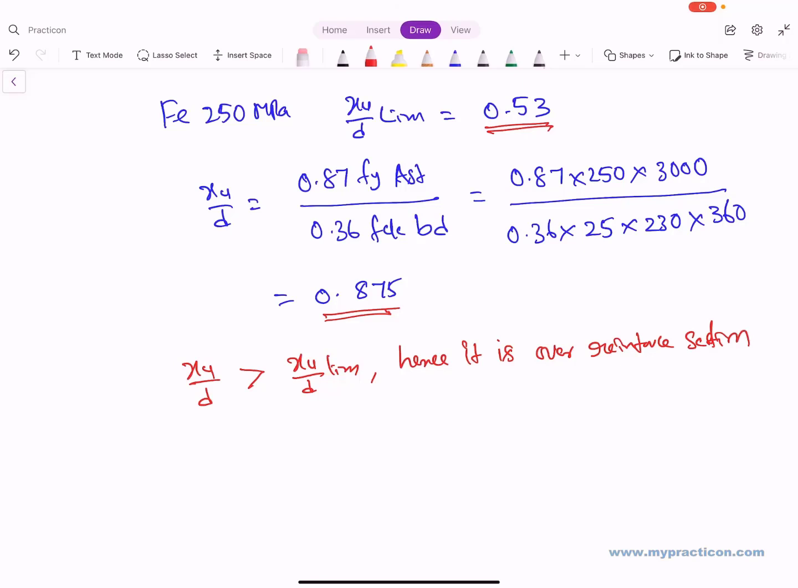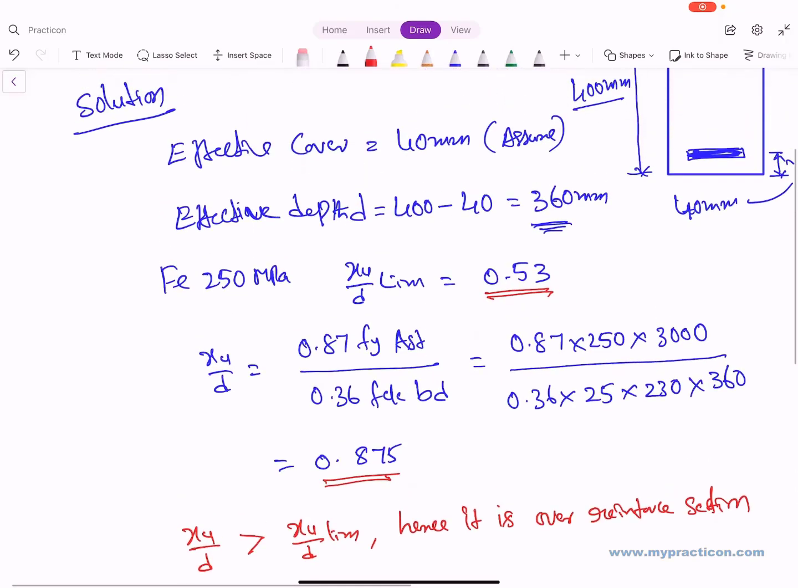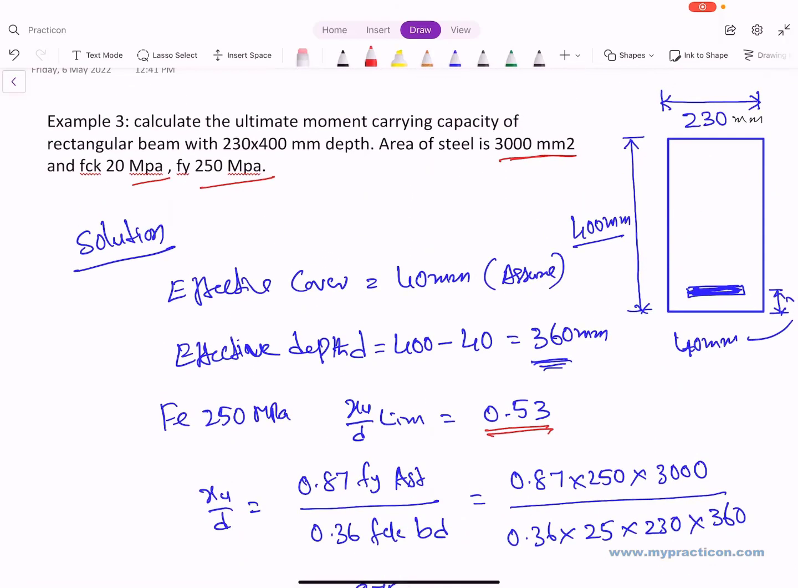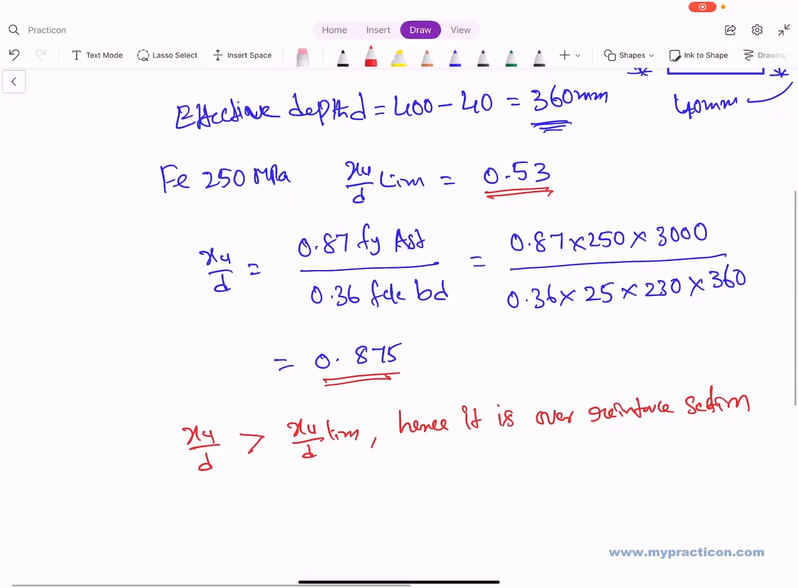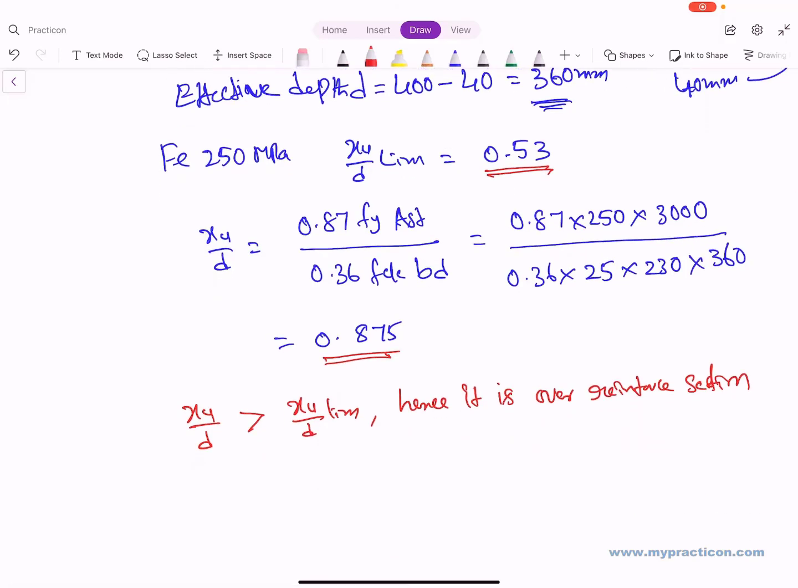So over reinforced section. When the section is over reinforced, normally we will design for the balanced section and we don't allow designing the over reinforced section. In this example, they have already provided 3000 mm square of steel. So that means the cross section has already been designed as an over reinforced section. However, the moment carrying capacity needs to be restricted to the balanced section.